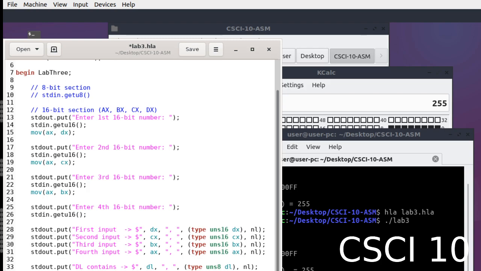So BL contains, and again, this is really just because I hope that some people find it useful for understanding what's going on here. A change to DX may change DL because they are the same thing, right? Just DL is a certain portion of it. A change to CX may change CL, same reason. A change to BX, BL, and then finally a change to AX has a good chance of changing AL as well.